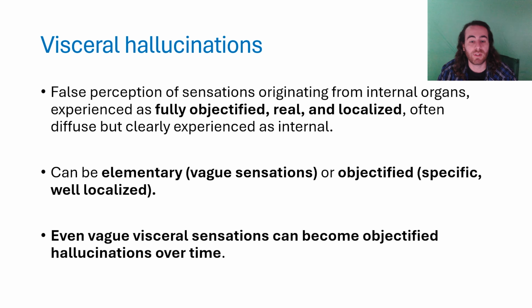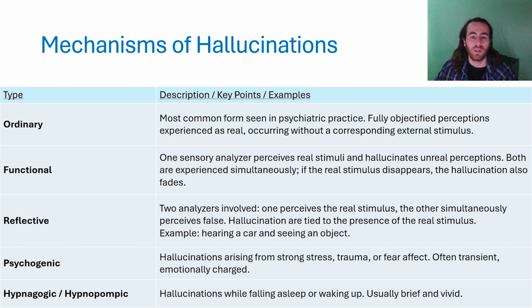disorders. With schizophrenia, visceral hallucinations tend to have fantastic interpretations. For example, a person may be convinced that their liver is moving around in their body and is controlling their thoughts. Let's now look at mechanisms of their appearance and more specific types of hallucinations.